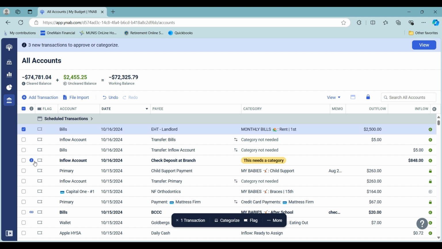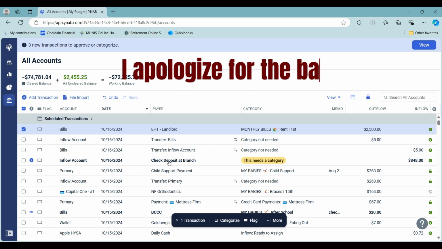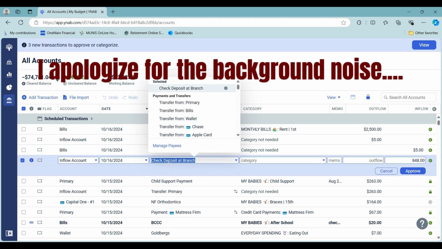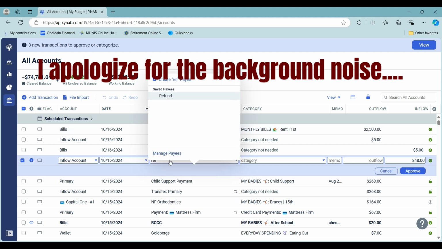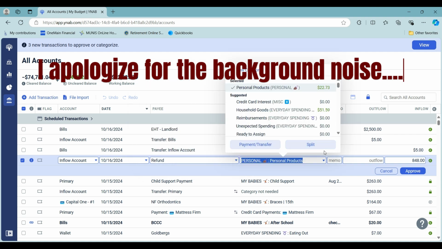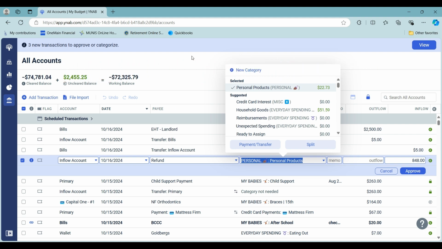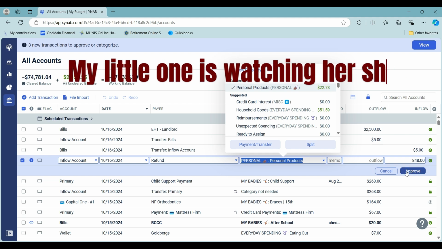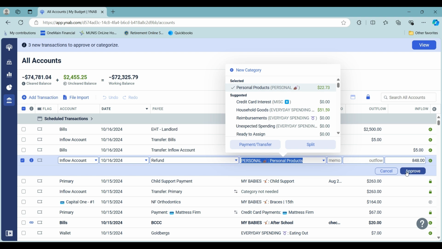Next up is deposit at the branch. As you can see, there's a check deposit here at the branch. That is the payee that YNAB pulled in automatically from the bank. But I can tell you that this is a refund from my dental insurance. So if you guys do remember, I did go to the periodontist and do an extraction last year. It's about a month already, and I was waiting for the dental insurance to reimburse me. So the total spent was $1,950, and so far they've sent me $848.